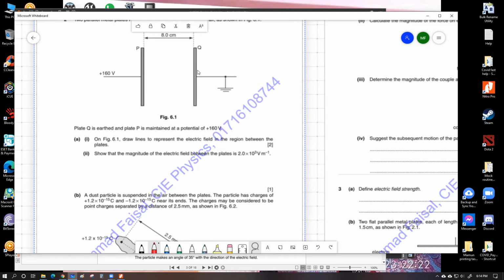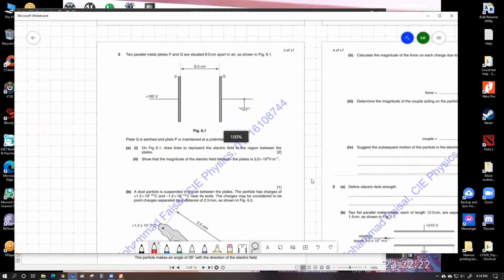So the way I usually prescribe to the students is that you take out your ruler, and if I just put it at 100%, is this a proper A4 size? I'm not sure, it might be. Take up your ruler and take a measurement of how long this plate is vertically. How long is this plate?